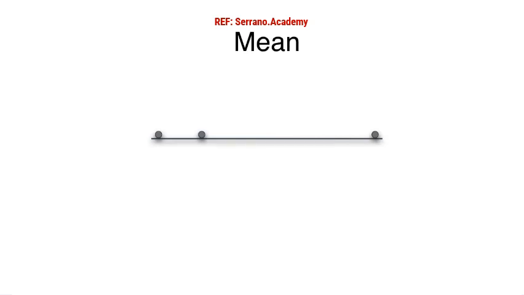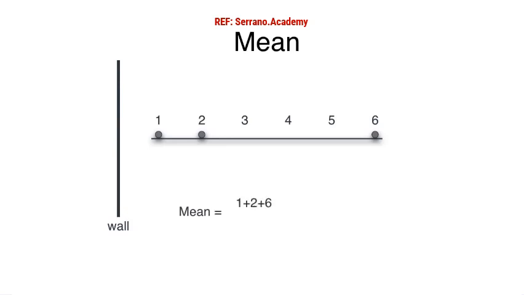And let's just assume that that bar has no weight. So I'm going to imagine that there's a wall here at the left, and I'm going to measure the distance from every point to the wall. So the one is at distance 1, then the other one's 2, and then the other one is 6. And I'm going to take the average of these points. So the mean is 1 plus 2 plus 6 divided by 3. And that's the point of equilibrium. If I were to put a balance here at 3, then the points would balance.